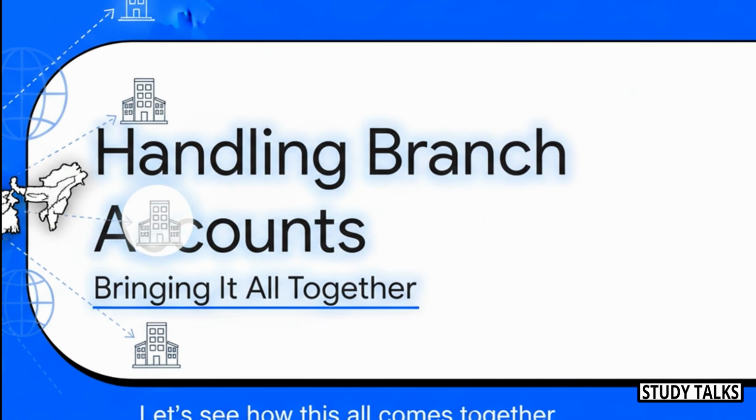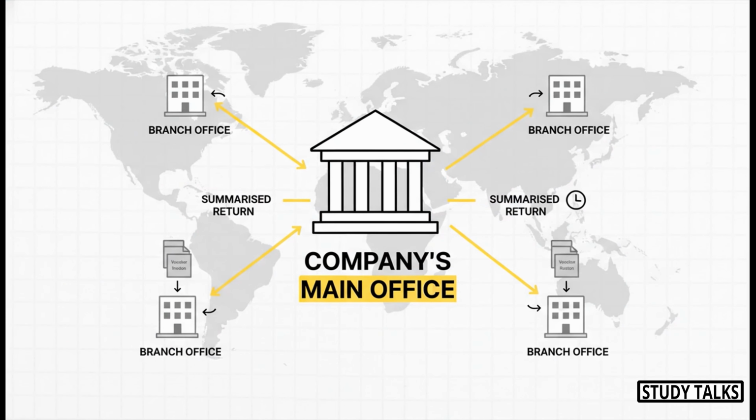We've covered the rules for the main office, but what about companies that have branches, maybe across India or even abroad? How do we bring all that information together? The rule for branches is actually pretty practical. The branch office doesn't have to courier every single voucher to the head office. That would be a nightmare. Instead, it has to prepare and send proper summarized returns on a periodic basis. This way, the head office can incorporate the branch's data and maintain that consolidated, true and fair view for the entire company without getting drowned in paperwork.